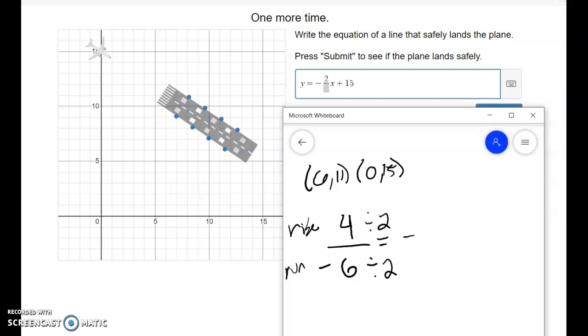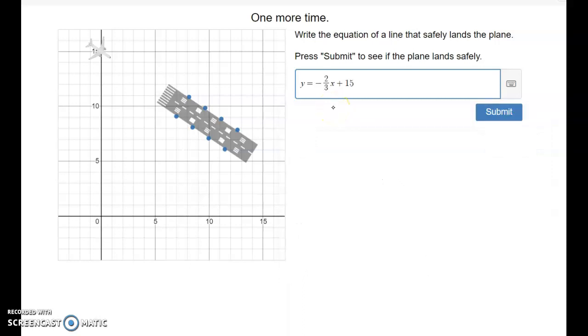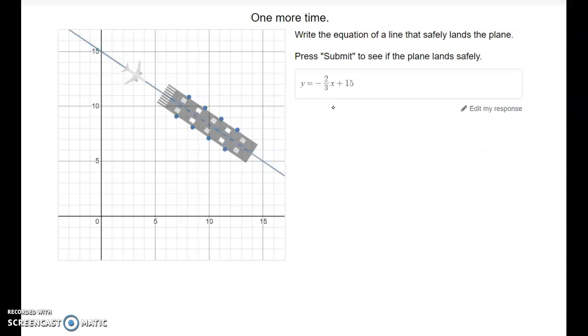-2/3. Okay. Let's try that. Let's try 2/3 and see what happens. Oh, hey, look at that! That's pretty awesome. We landed the plane safely.